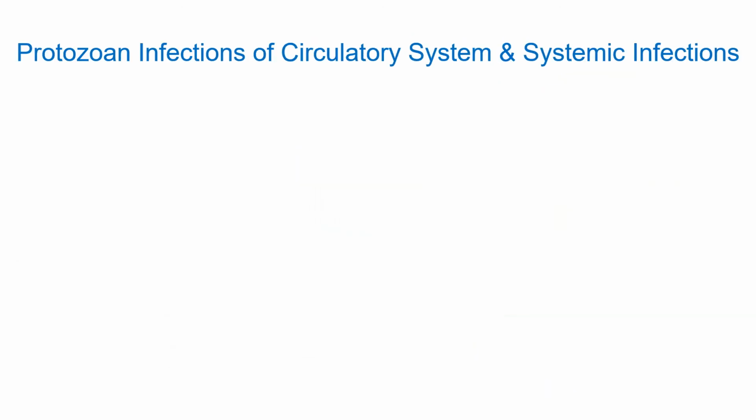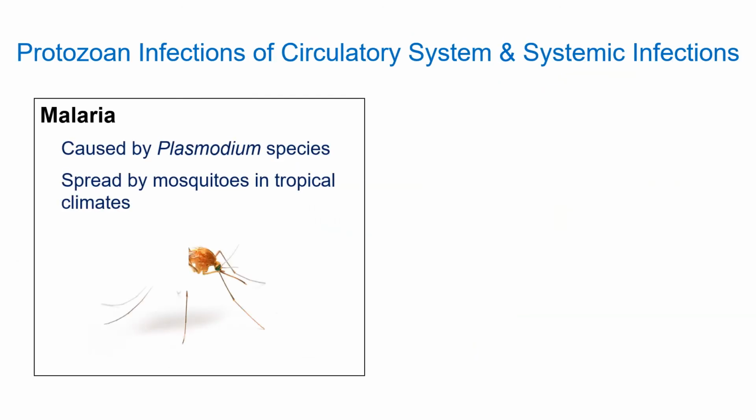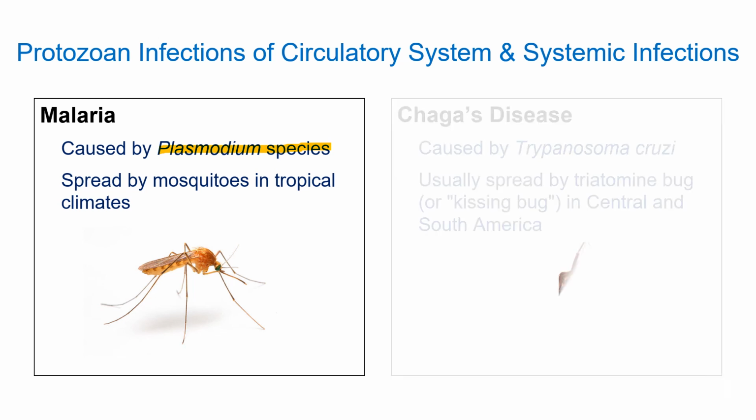So what about protozoan infections of the circulatory system? We are talking about malaria as being probably the most significant protozoan infection on the planet. This is caused by the Plasmodium species. Don't forget that name, Plasmodium. This is spread by the Anopheles mosquitoes in many tropical climates.